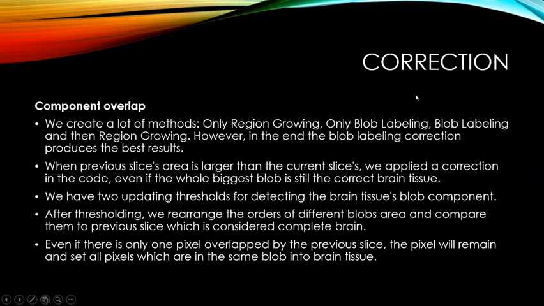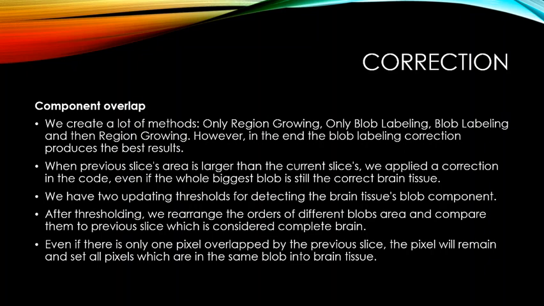Yes. We tried a lot of methods, like only using region growing, only using blob labeling, or blob labeling and then region growing. However, in the end, the blob labeling correction produced the best results. So when do we use the correction? We use it when the current slice is smaller than the previous slice, even if the biggest blob is still the correct brain tissue.